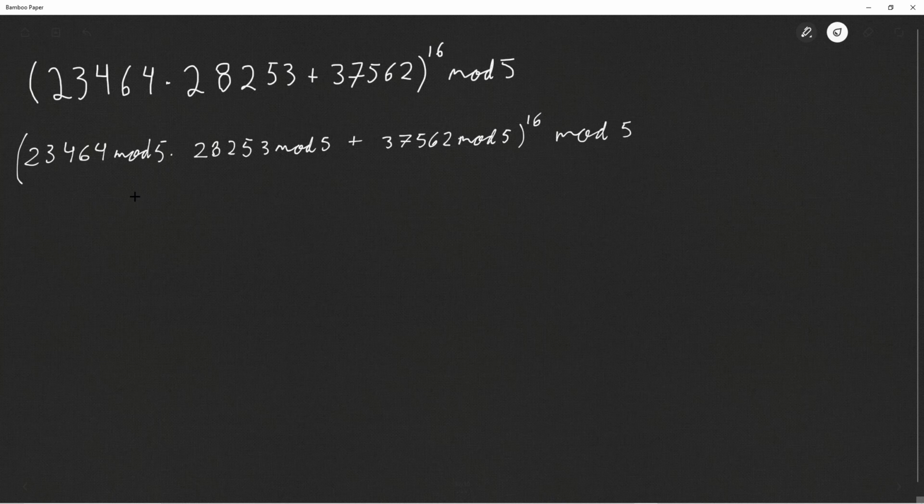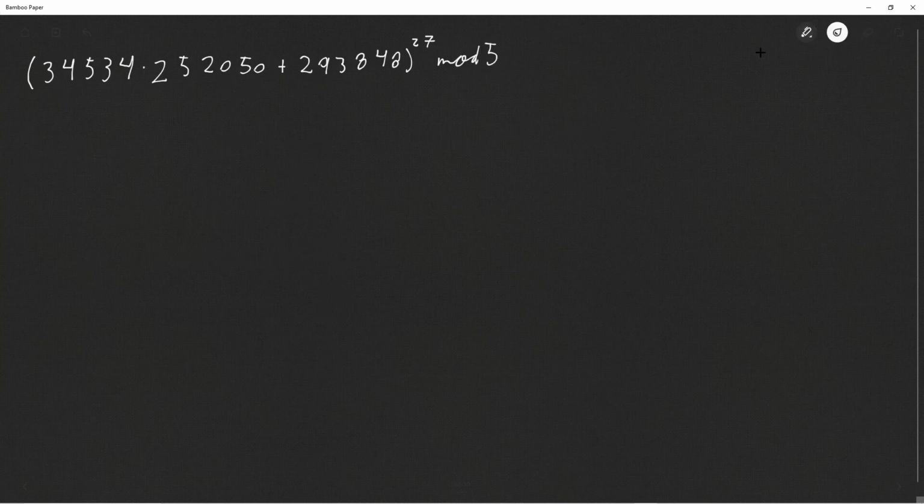So now if we take our 23,464 modulo 5, it will give us 4 multiplied by 3 plus 2 to the power of 16 modulo 5, which is now a lot easier to work with because we could just take our term and put it to the power of 16. The number will now be small enough to put into a calculator, as we will get this expression here, which equals 1.